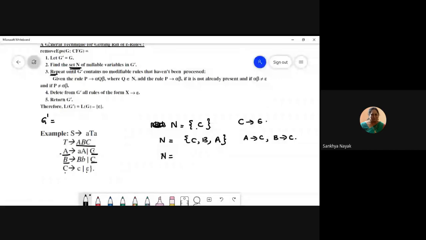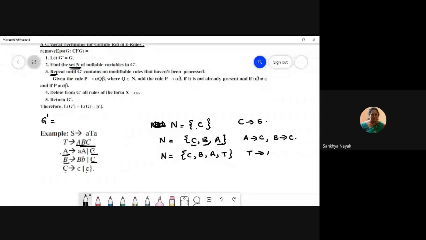Now again, let us see here. You have T derives A, B, C, isn't it? So A, B and C, all three are nullable already in this list. So obviously, since A, B, C are nullable, T also becomes nullable. This is nullable because T derives A, B, C, and A, B and C all are nullable. Is S nullable? No. S is not nullable because it has two terminal symbols. So S is not nullable.